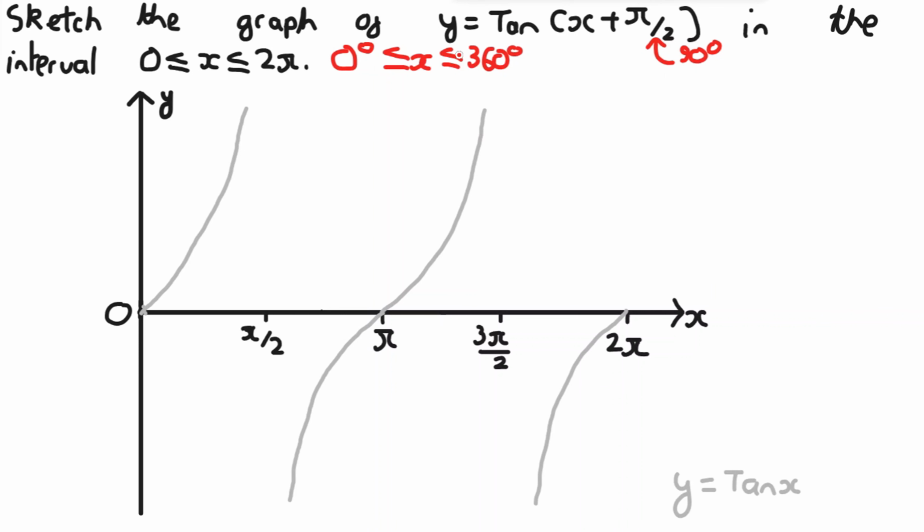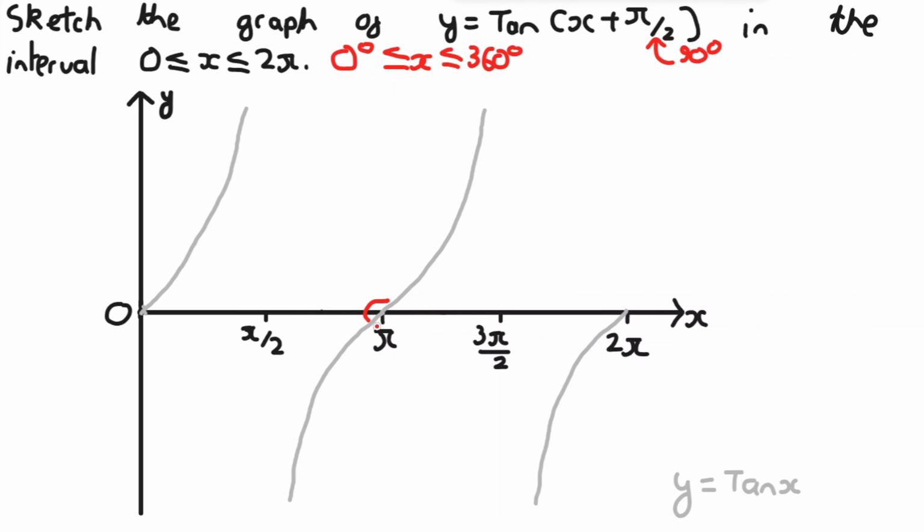So we need to sketch this graph here. Now, I talked previously about how it's always good to sketch the untranslated graph, so it'd be y is equal to tan of x, because you can use this as a template. Just to save time in this video, I've already done this. It's an inside the function translation, so it's going to have the opposite effect of what you're expecting. So it's going to shift everything to the left by pi over 2, despite the fact it's got a plus.